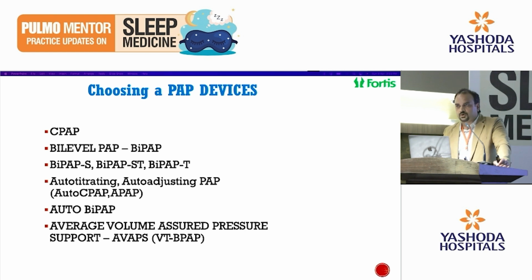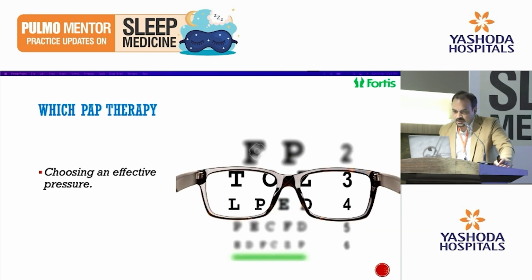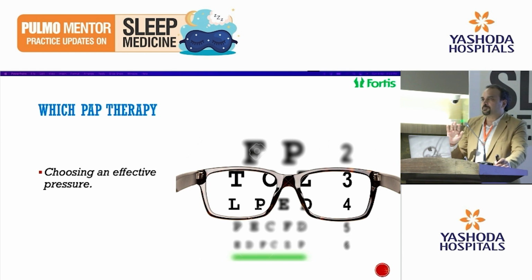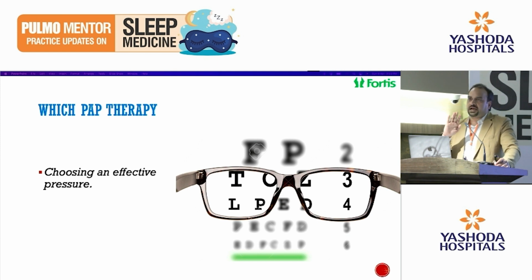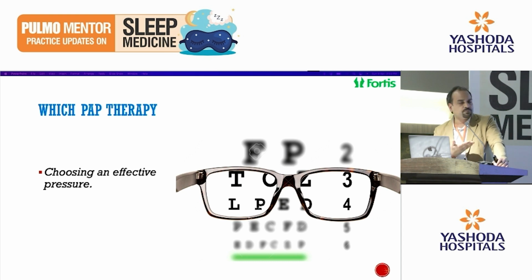So how do you go about this? This is again very, very important. When we talk about providing PAP therapy to our patient, we need to be as accurate as possible. I always give this example to my patient: if your specs number is right, then your acceptance is better. If it is even higher or lower, it will not work as we want for your patient.